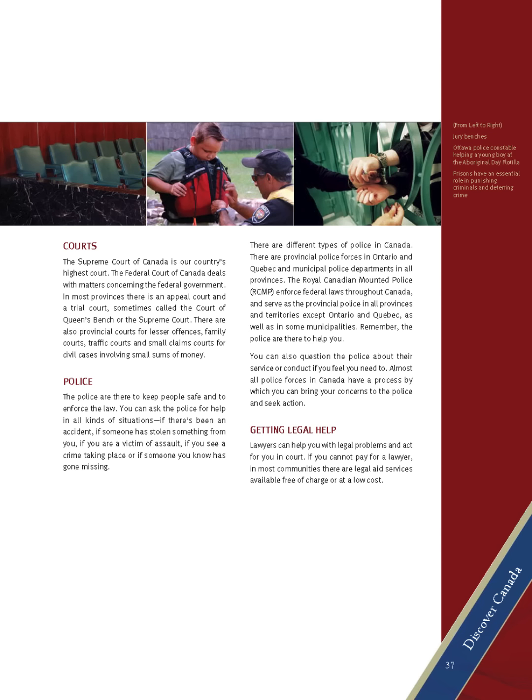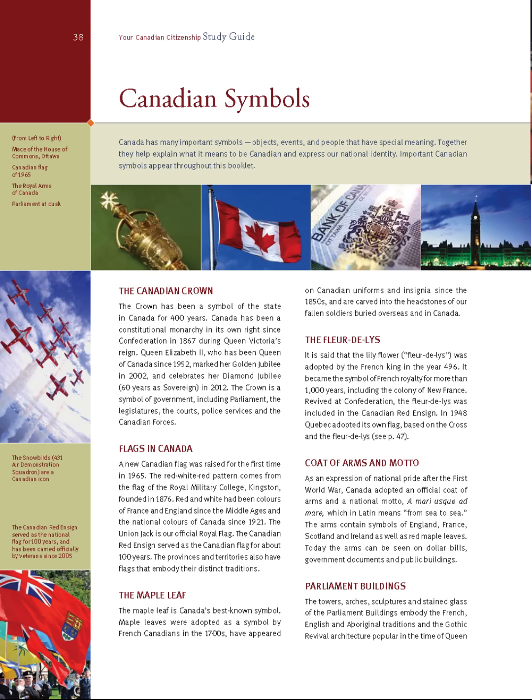From left to right. Jury benches. Ottawa Police Constable helping a young boy at the Aboriginal Day Flotilla. Prisons have an essential role in punishing criminals and deterring crime. From left to right. Mace of the House of Commons, Ottawa. Canadian Flag of 1965. The Royal Arms of Canada. Parliament at dusk. The Snowbirds, 431 Air Demonstration Squadron, are a Canadian icon.